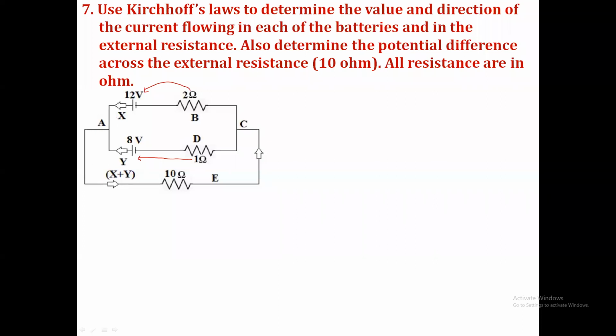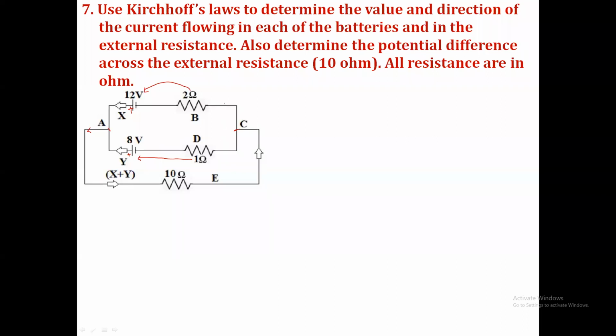This current X starts from the positive terminal of this 12 volt battery. And the current Y starts from the positive terminal of the 8 volt battery. At point A, when these two currents, X and Y, come together, the resultant current is X plus Y. It flows through this 10 ohm resistance. At point C, this X plus Y current is the incoming current for point C.